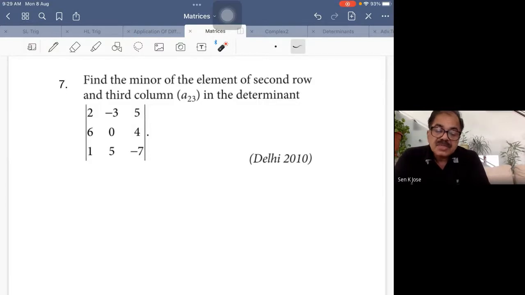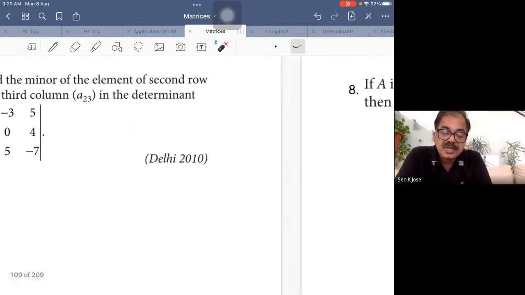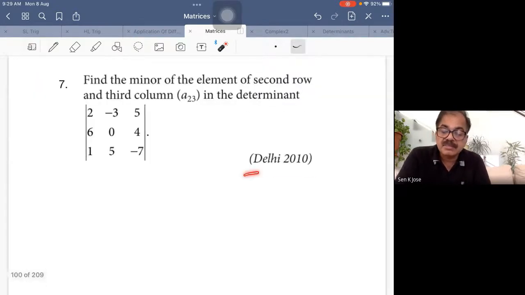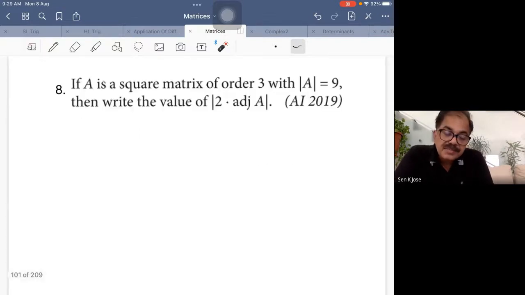Okay, so question number 7, find the minor of the element of the second row, third column element. A23, second row, third column element, and they want the minor. Of course, you know how to do it, okay? It's repeated in different papers, like Delhi, the other one was all India. So probably some questions are repeated that way, okay?